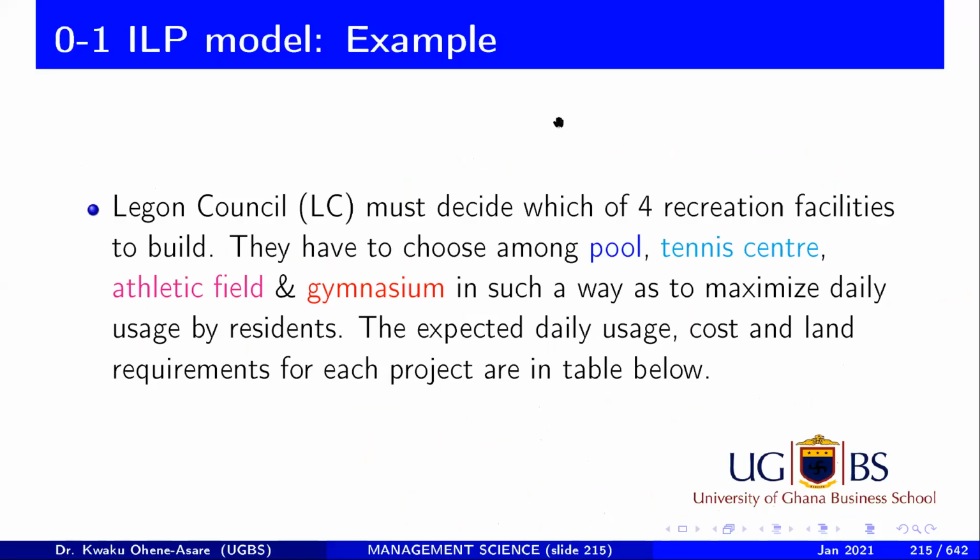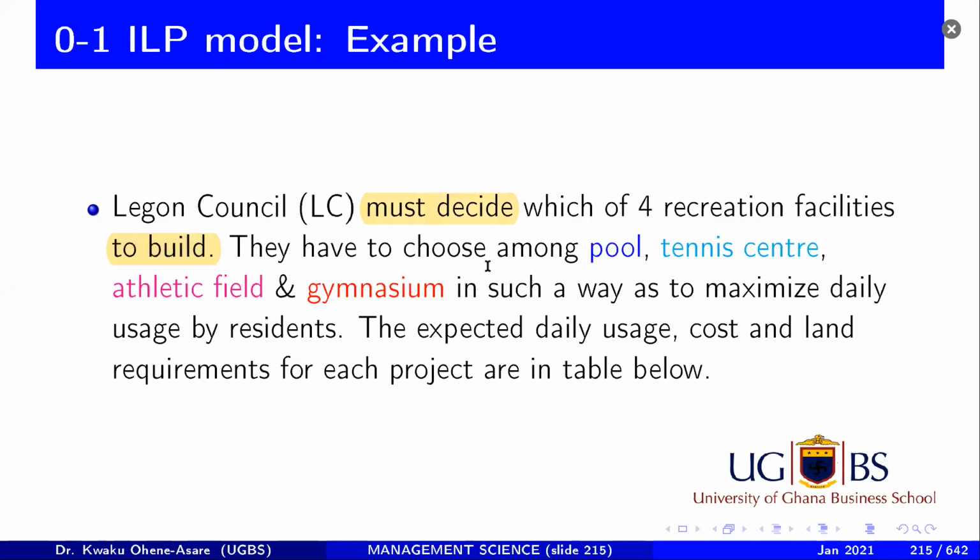Let's go to another example. Another example, which is a little bit trickier because this one is a 0-1 example. And it's not that simple. So follow me and focus. Legon Council must decide which of the 4 recreational facilities to build. The word must decide is an important word. Decide to build. That's the key. You have to decide to build.